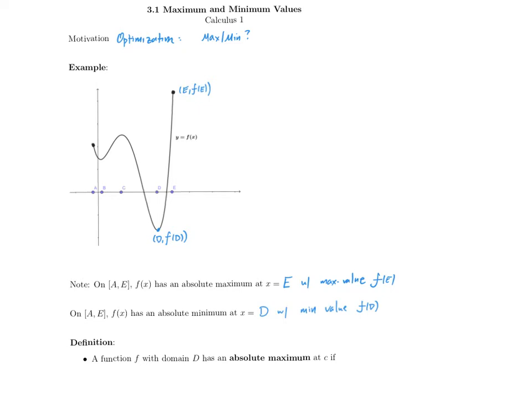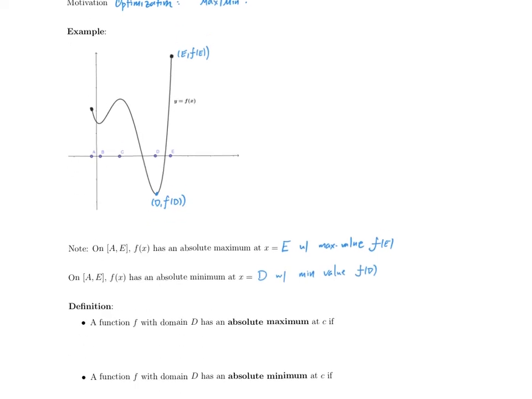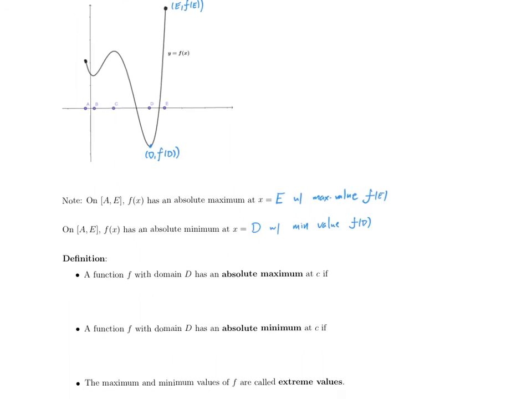And just to make sure we all understand this intuitive concept of absolute maximums and absolute minimums, let's go ahead and make that a bit more rigorous. So we would say that a function f with a domain D has an absolute maximum at c, where in this case we're thinking of that c value as being an input, if the function is larger at c than it is anywhere else.